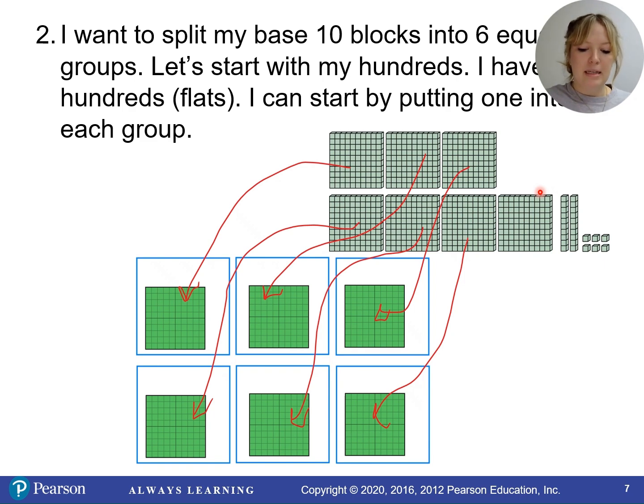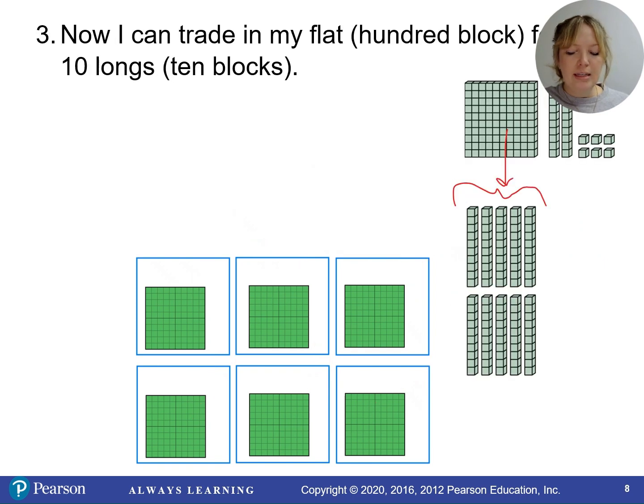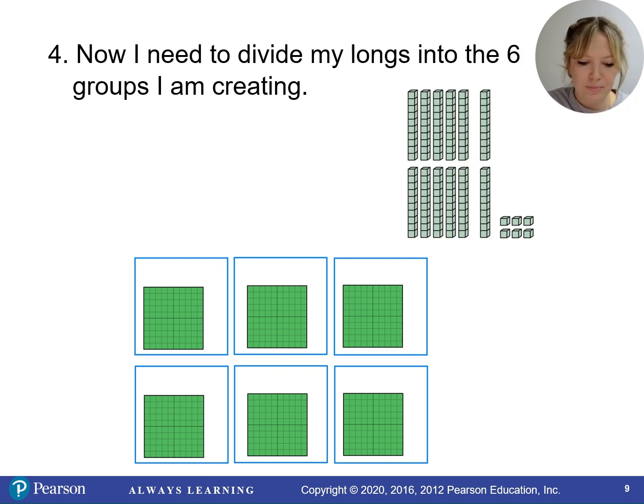Now the problem is here I have 1 hundred block remaining that I can't split equally into these 6 groups as is. So what I need to do is trade in my flat, my 100 block, for 10 longs because they're equal. So this is also kind of like regrouping with addition. So now I have 12 longs, or 12 10 blocks, and 6 ones that I need to split up.